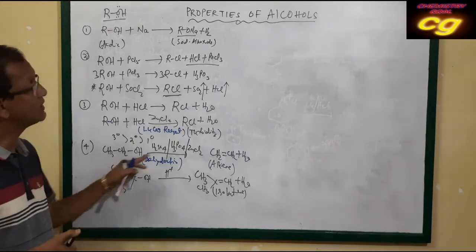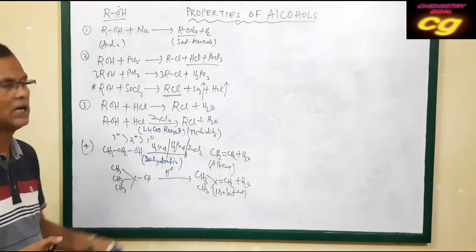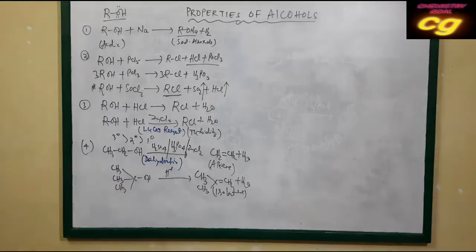So alcohol gives alkene when it reacts with sulfuric acid or phosphoric acid or anhydrous zinc chloride. This is called dehydration of alcohol forming alkene.